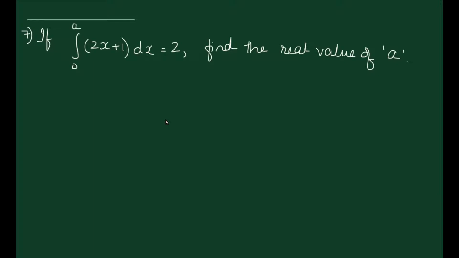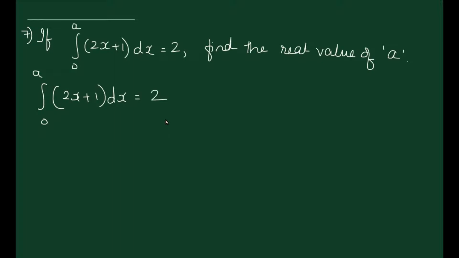In the next question, pay attention, it's quite an important question. If the integral from 0 to a of 2x plus 1 dx is equal to 2, then find the real value of a. Now we solve it this way. They have given us that the integral from 0 to a of 2x plus 1 dx is equal to 2.